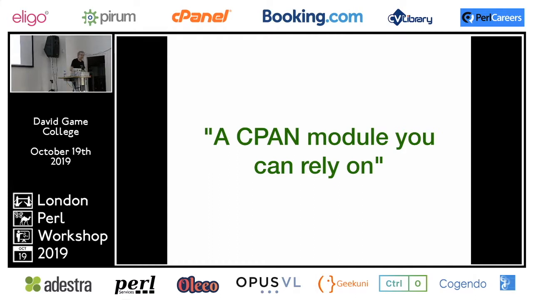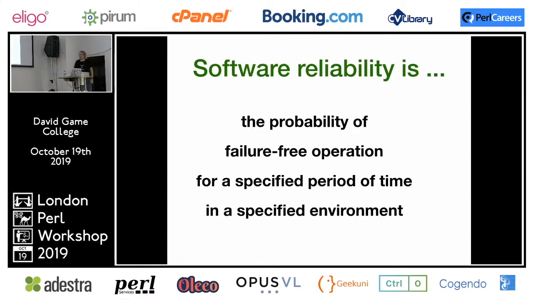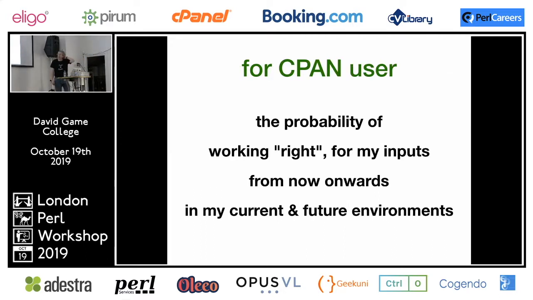Very often it's just, I want a CPAN module that I can rely on. If you look online, you'll find loads of research about software reliability, and there are hundreds of models where people define the term. This is the common one from ANSI: software reliability is the probability of failure-free operation for a specified period of time in a specified environment. For a CPAN user, what they really mean by that, I think, is they just want the module to work right for their inputs from now onwards in their current and future environments.